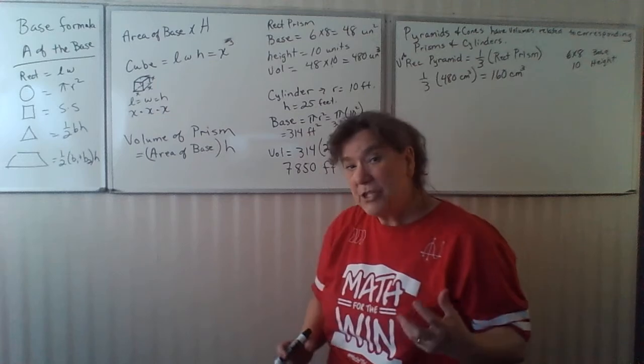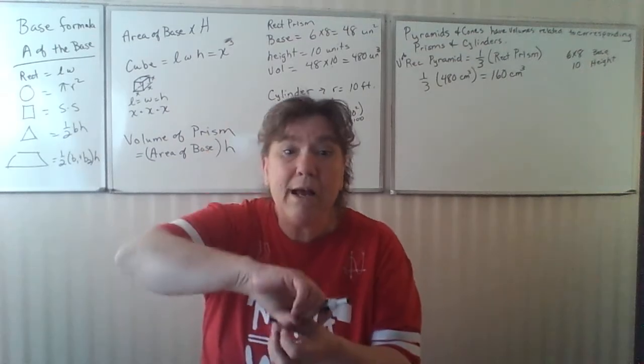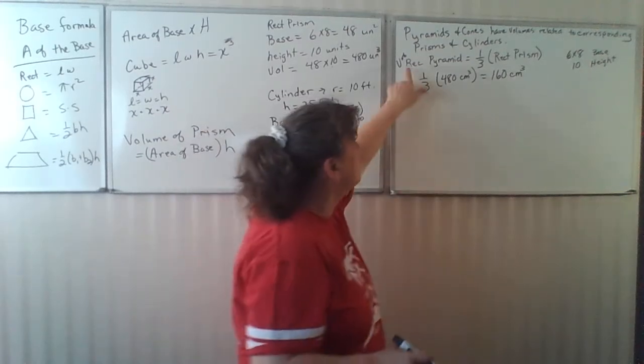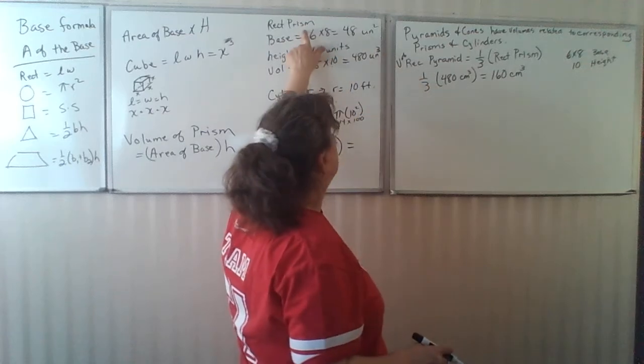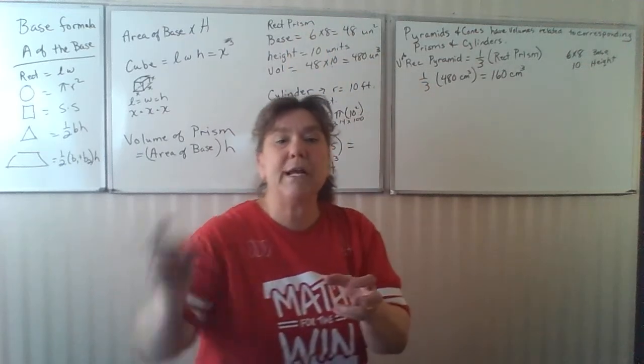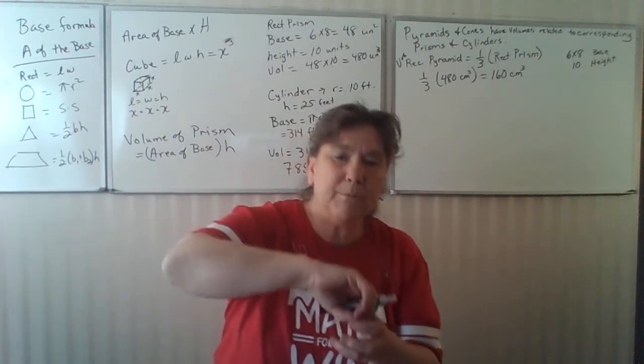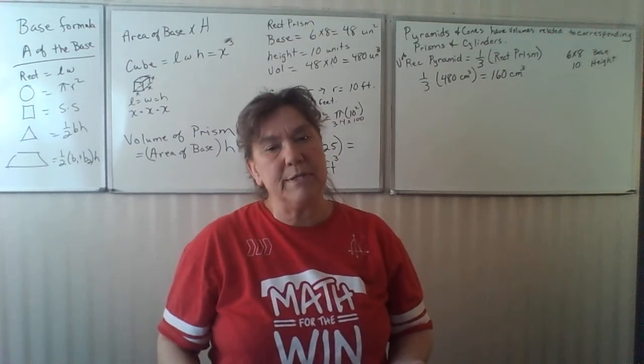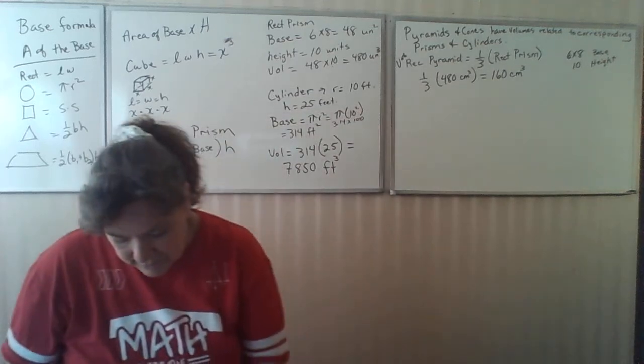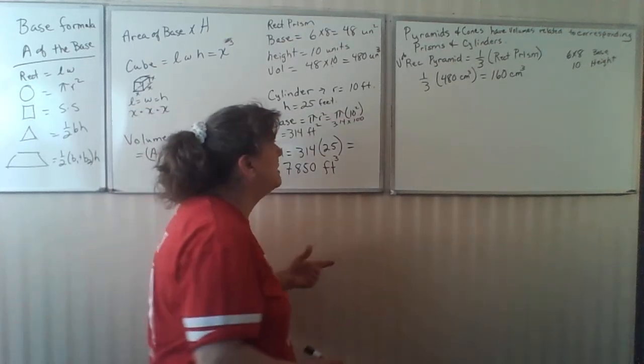Because if I actually had this in plastic and I could dip it out, I could take a rectangular pyramid that matched my rectangular prism, and it would take 3 scoops of the pyramid to fill up the equivalent prism. And so that's the beauty of these things. They're really related to each other.